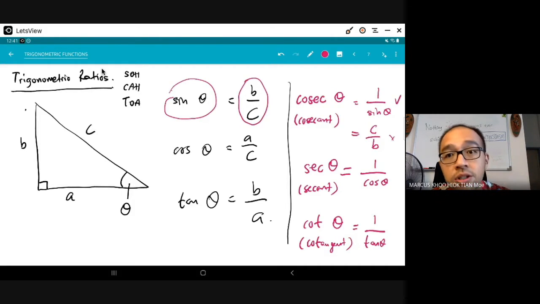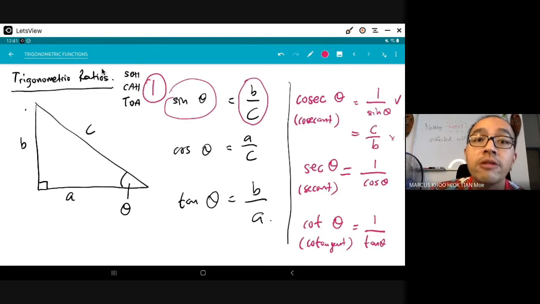So these are the 6 trigonometric ratios. This is the first thing I want to tell you today: the relationship between the original 3 ratios and the new 3 ratios that you have to learn.